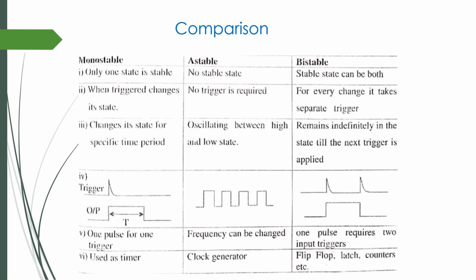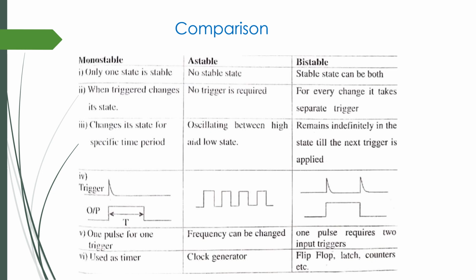Monostable multivibrator changes its state for specific time period. Astable multivibrator oscillates between high state and low state. Bistable multivibrator remains indefinitely in the state till the next trigger pulse is applied. So here you can see trigger pulses and output of all three types of multivibrators.